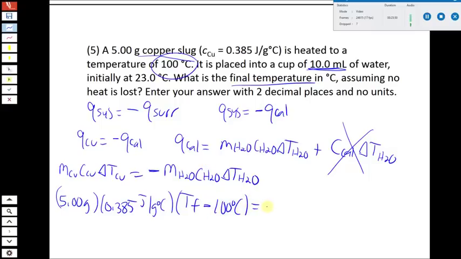And that's going to be equal to the negative of the mass of water, which is 10 milliliters, which is 10 grams. Remember, the density of water is 1. So if we give you milliliters of water, that's the same as grams of water. Heat capacity for water is the one that we expect you to know, which is 4.184. And then delta T for water is final temperature, same final temperature, minus the initial temperature for the water, which is 23 Celsius.